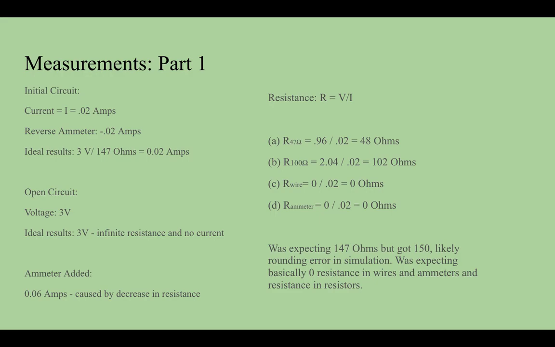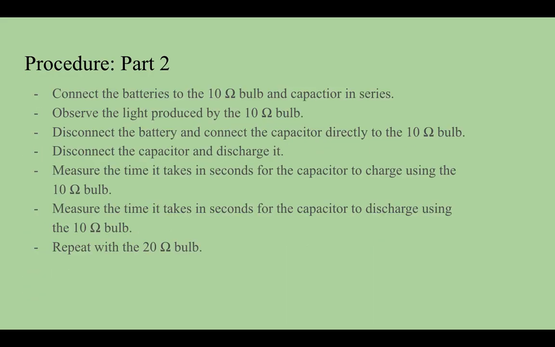So we were expecting 147 ohms, but we got 150, which is probably just because of a rounding error in the simulation. And what we got was what we expected, because we expected basically 0 resistance in the wires and ammeters, and about 47 and about 100 ohms of resistance in those two resistors.